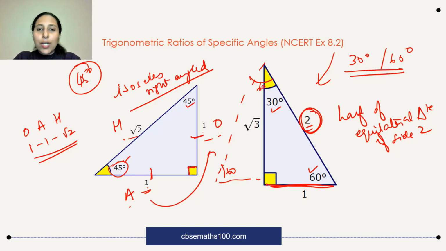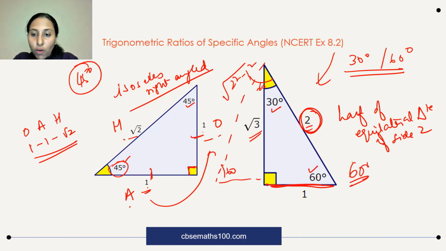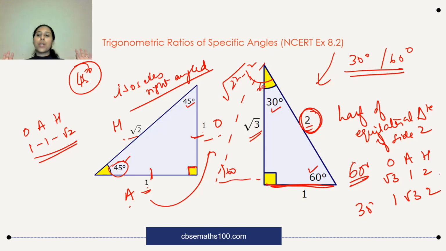And this remaining side will be root of 2 square minus 1 square. You won't have time to do all this. Remember this as root 3. So here I'm getting a triangle where for this 60 degrees, the opposite, adjacent, hypotenuse will be root 3, 1, and 2. For 30 degrees, what is the opposite, adjacent, hypotenuse? It will be 1, root 3, 2. If you can remember this, then you can find any ratio using this half of the triangle.